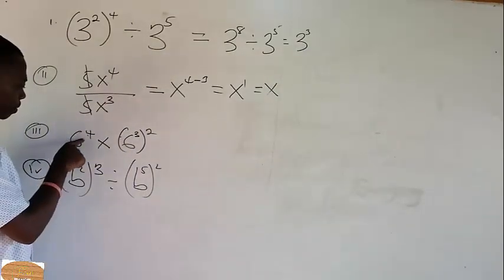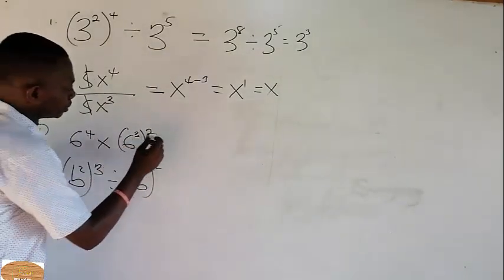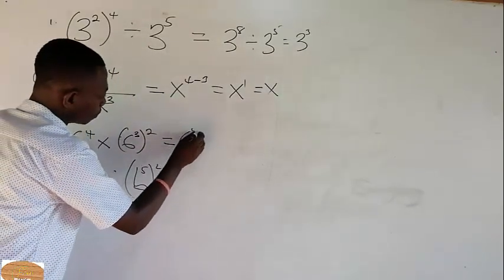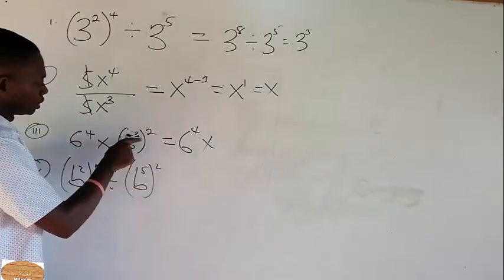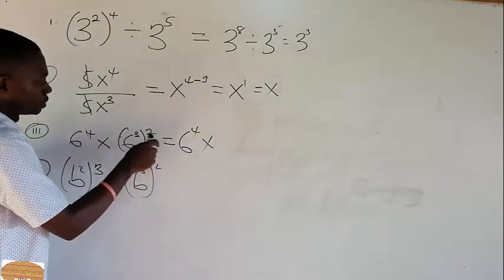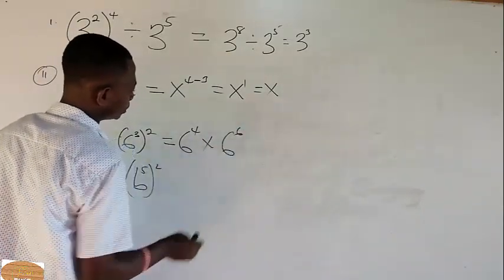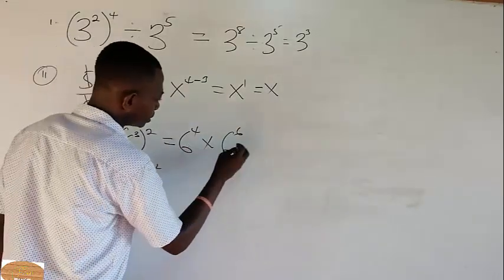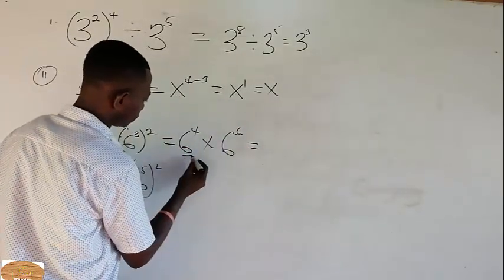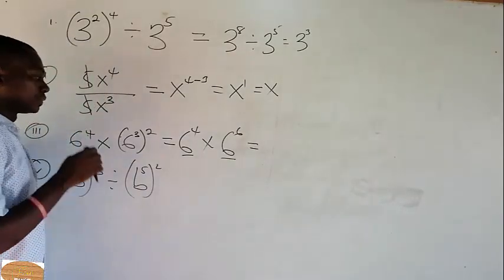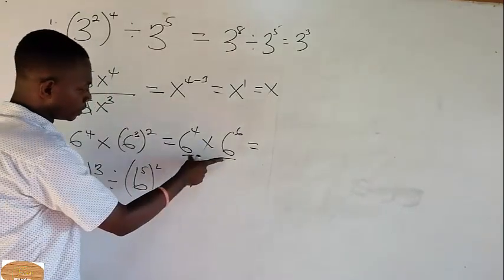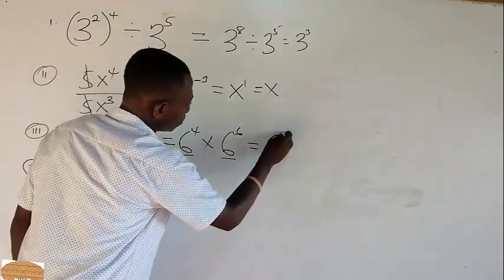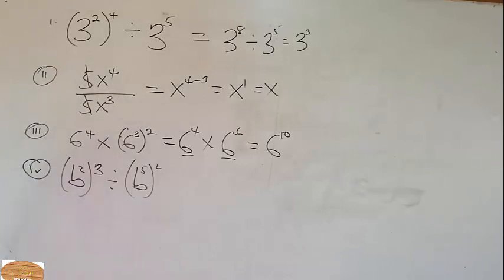So I have 6 to the power 4 times 6 to the power 6. So this one is multiplication, and the law says for multiplication, we add the exponents. Now the law only holds if the bases are the same. Don't forget that one. So I have 6 to the power 10. Alright. So the last example.